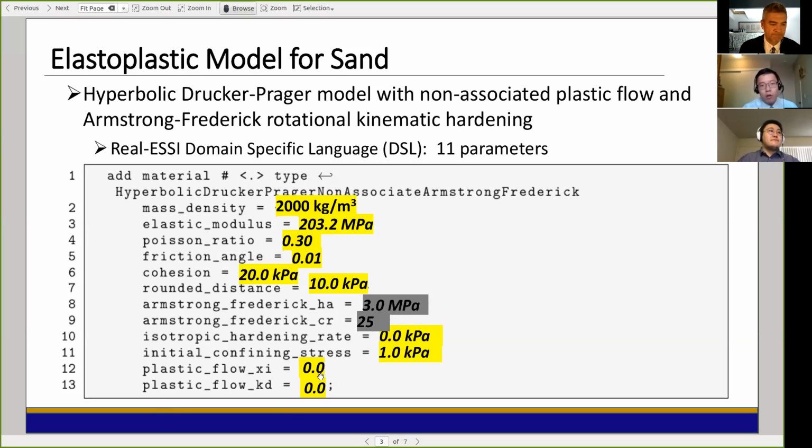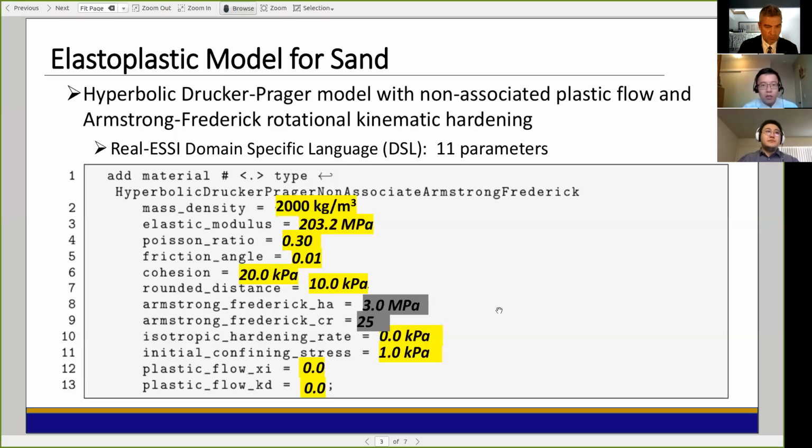So we will just set a very small value here, which is 0.01, and the cohesion value is already given, which is 20 kilopascal. There's an additional parameter called rounded distance. This parameter controls the hyperbolic rounded part of the yield function. As we talked before, usually we will set a value that has the same magnitude as the cohesion but a little bit smaller, so we will choose 10 kilopascal here as the rounded distance. Then there are two quite important parameters, the Armstrong-Frederick HA and Armstrong-Frederick CR. We're going to calibrate these two parameters to match the pressure-dependent shear strength behavior.